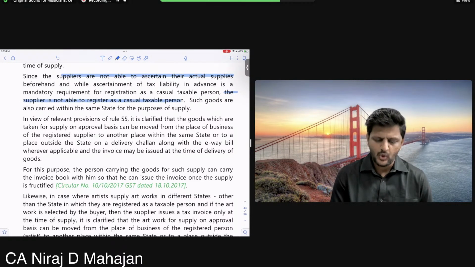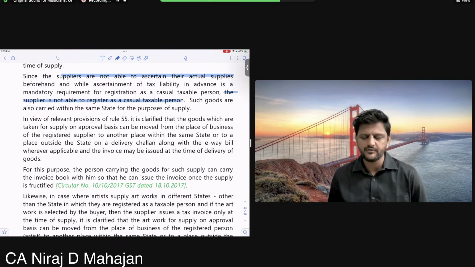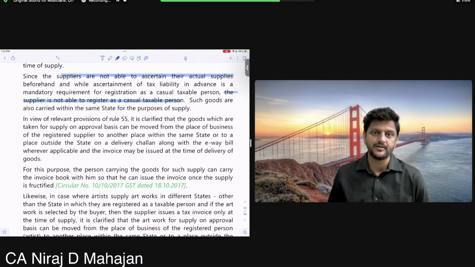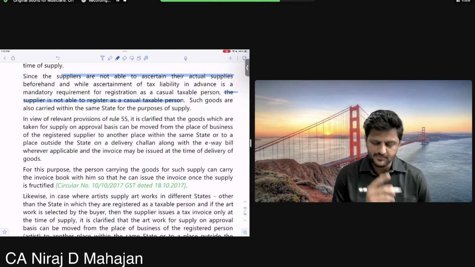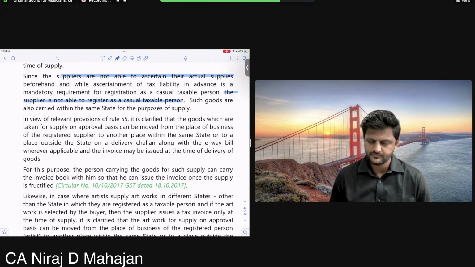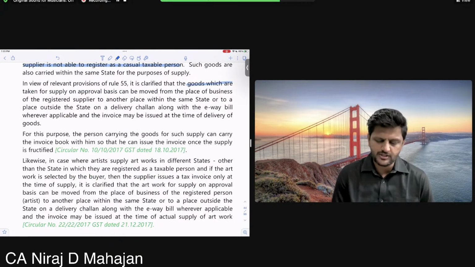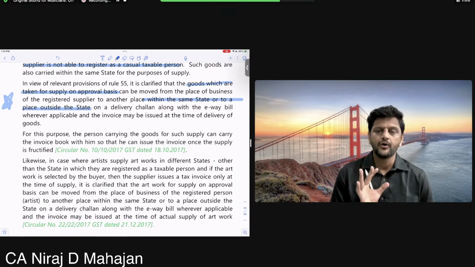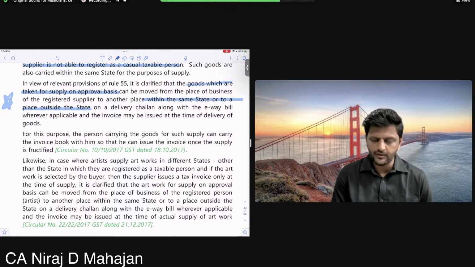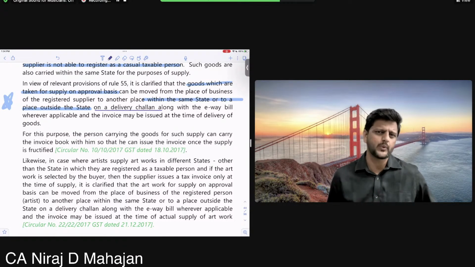Check here. While ascertainment of tax liability in advance is a mandatory requirement for registering as a CTP, such goods are also carried within the same state at times for the supply. Goods which are taken for supply on approval basis can be moved from the place of business to another place within the same state or to outside the state also. So compulsory, okay? Check here. On approval or return basis, on a delivery challan, that e-way bill will always be there. For all the movements, we require an e-way bill.